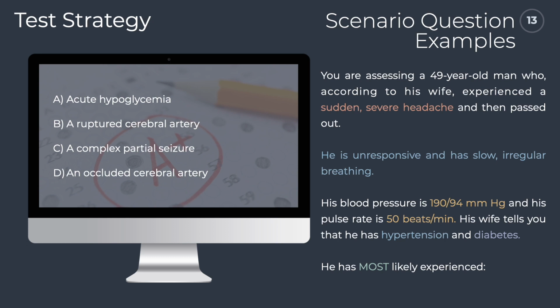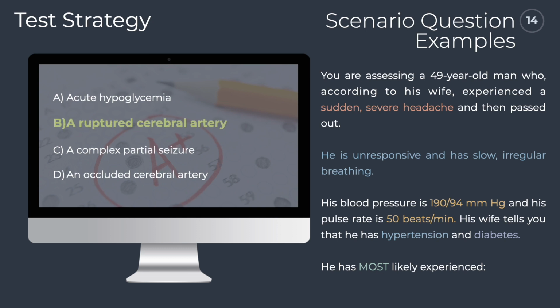We have the keyword most, all in caps, asking what the patient is most likely experiencing. And with all of this put together, you should come to the conclusion that the correct answer is a ruptured cerebral artery.